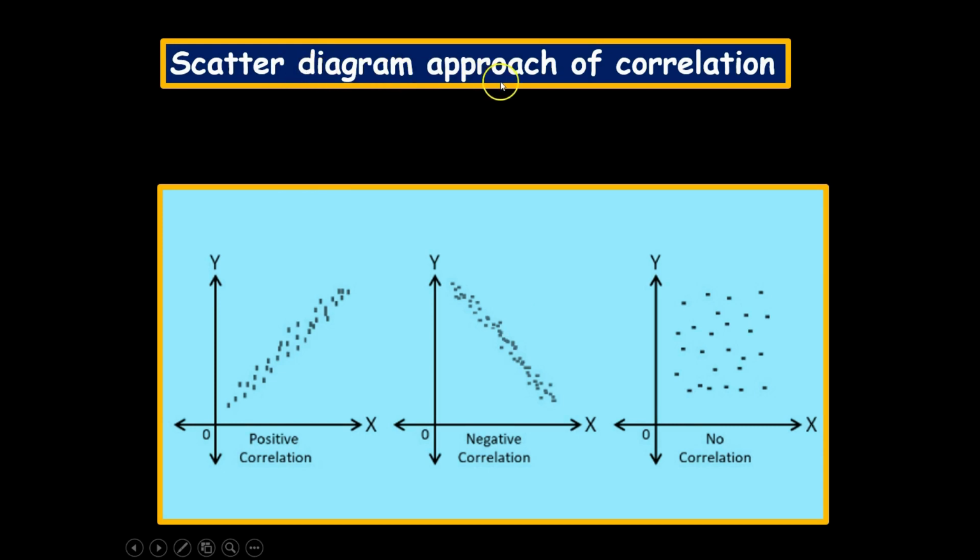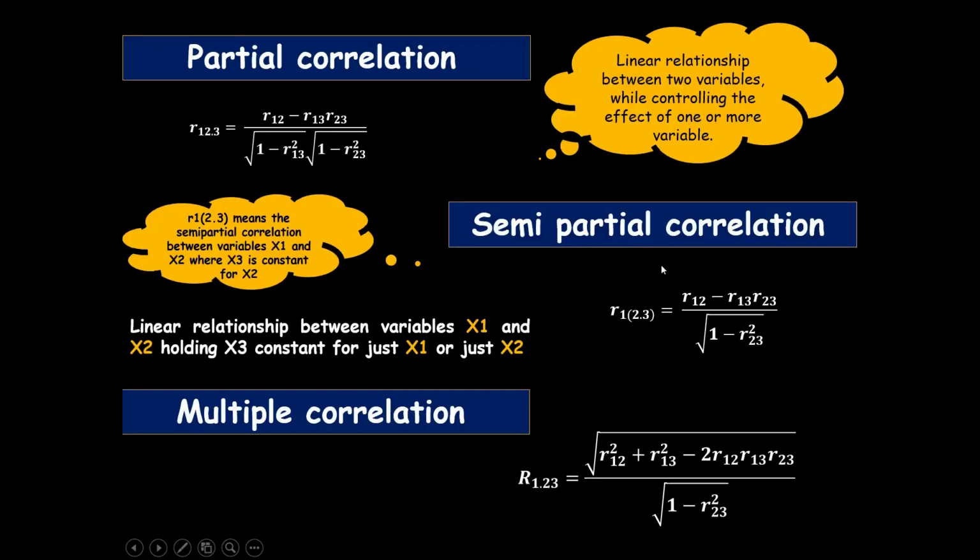Now, this is the scatter diagram approach to correlation. When we have this type of trend in our graph between two quantitative variables, we say it is a positive correlation. That means as x increases, y also increases, or as one variable increases, the other also increases. In this case, as indicated by these dots, as the value of x increases, the value of y decreases. And in this case, as x increases, there is no effect on y. We say there is no linear relationship between the variables.